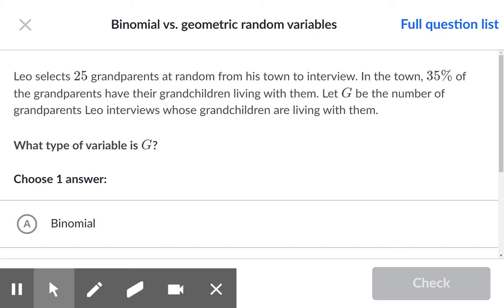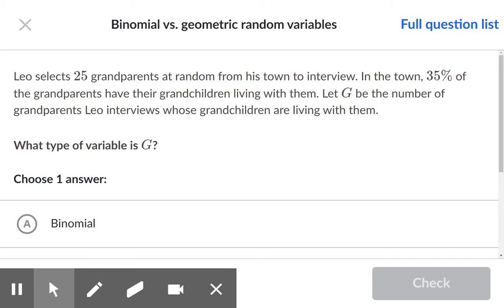And if they don't state that, you typically or sometimes have to check the 10% rule. What does the 10% rule say? It says that the sample size should be less than 10% of the population size, less than 0.1 of the big N. And then n is the number of trials.